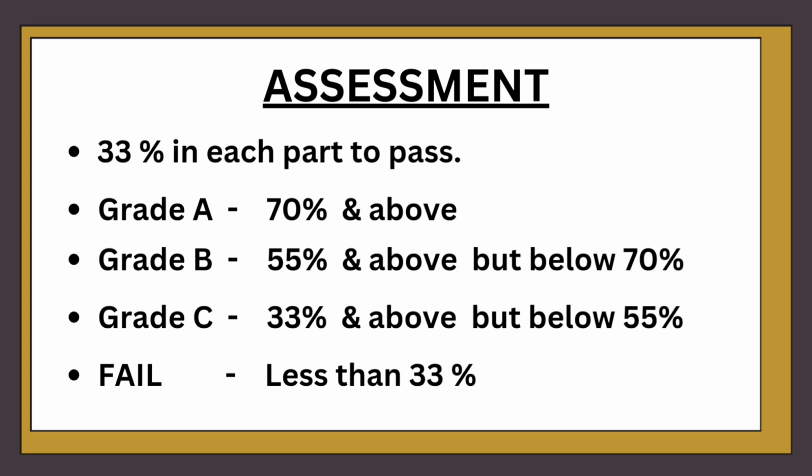To assess your result, 33% will be declared as pass. To attain A grade, the marks should be 70% and above. For B grade, it should be between 55% and 70%. And C grade, 33% and above but below 55%. And a fail is less than 33%. Even if you fail in any single part, you will be declared fail.